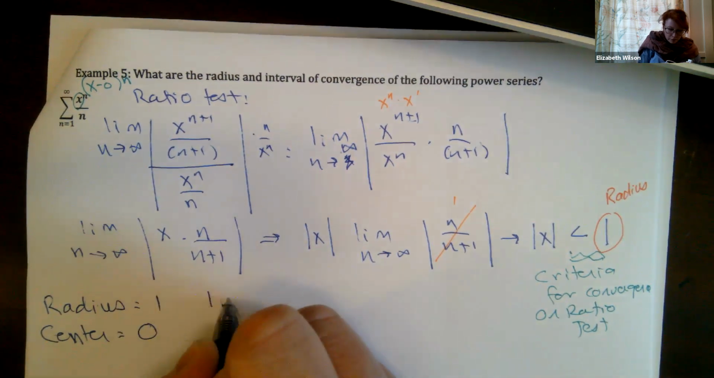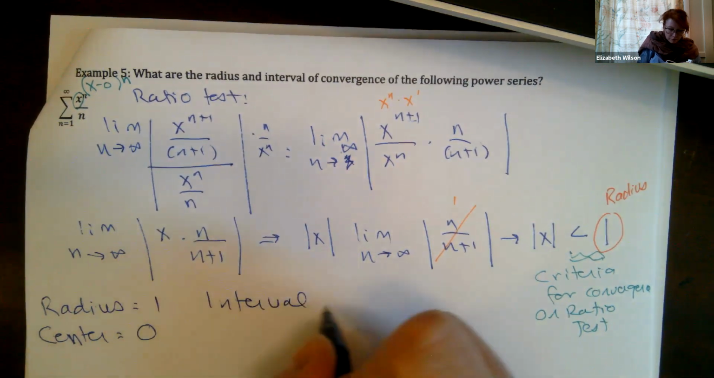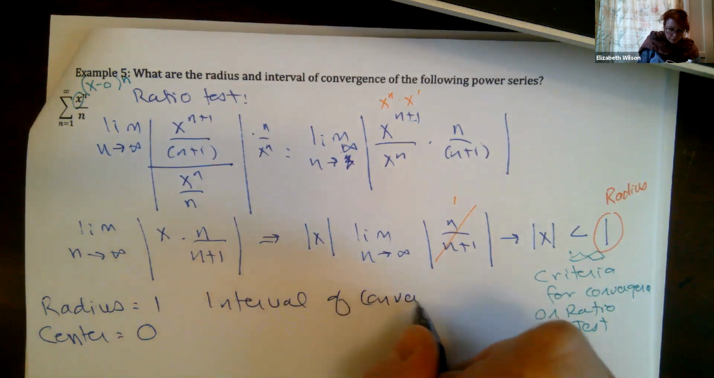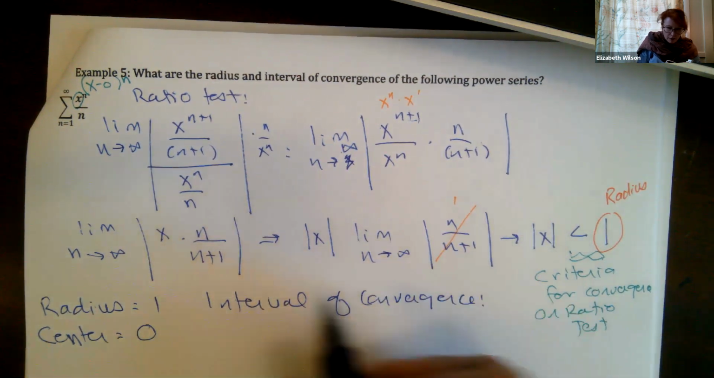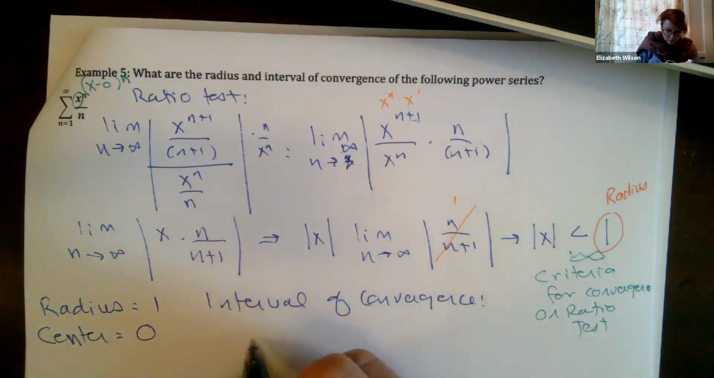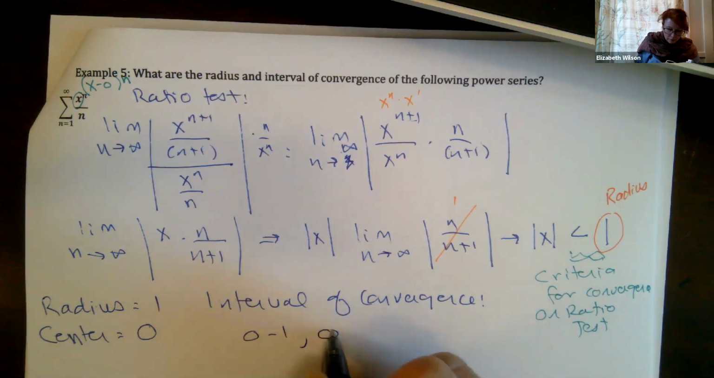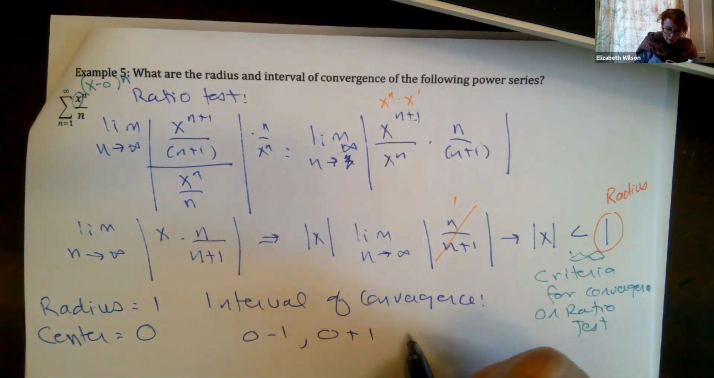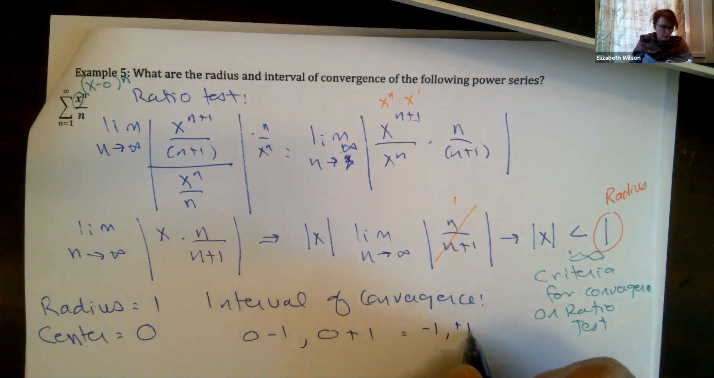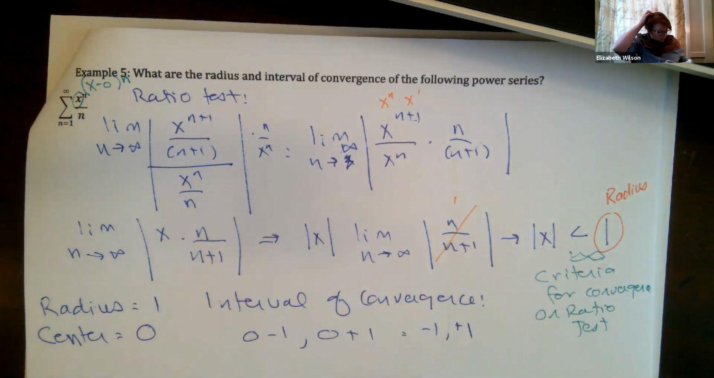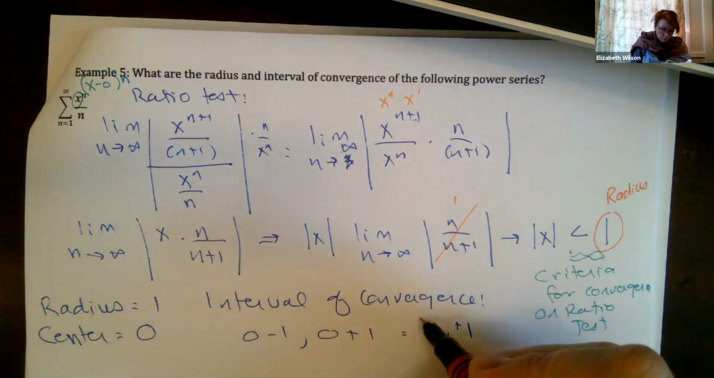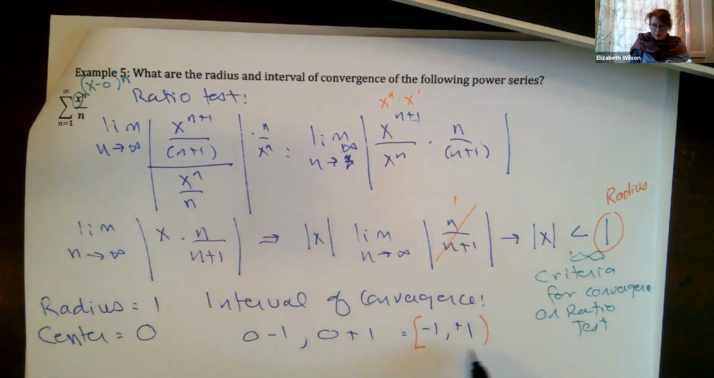So now our interval of convergence is going to be the center plus or minus the radius, which is going to equal to negative 1 to 1. Now, you haven't learned it yet, so I'll give you the answer. We're going to learn how to do this after chapter 5.